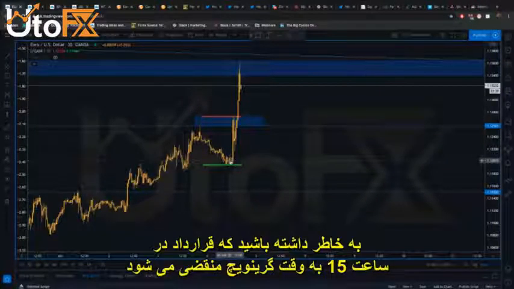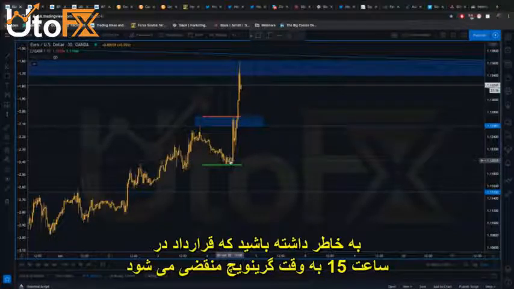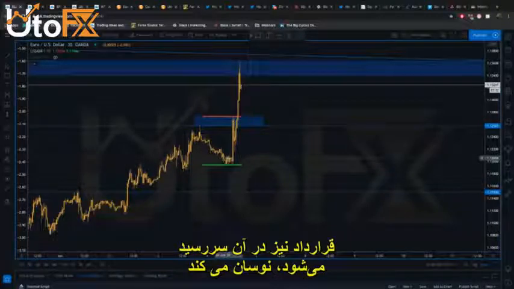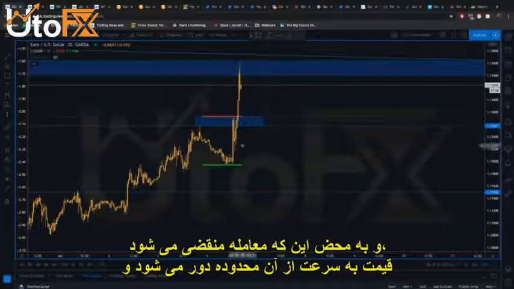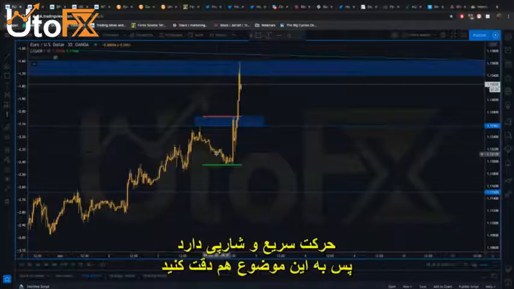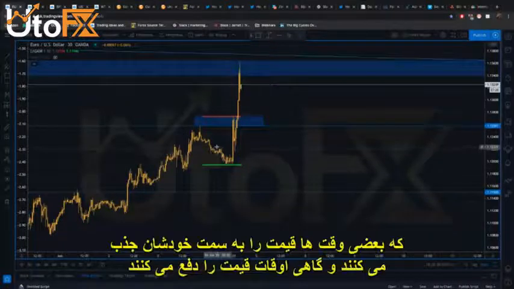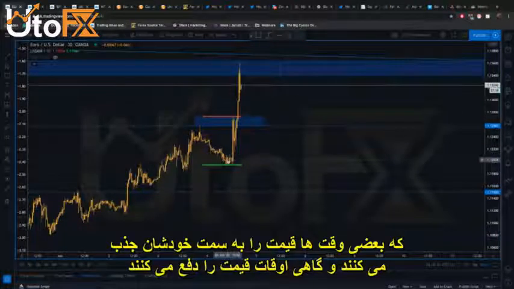And don't forget, the option expires at 3 o'clock GMT time, so sometimes you'll see price being held in by an option, but then when the option expires, you can see price rally sharply away from it. So that's one thing to look out for. So consider them almost to be like magnetic zones. Sometimes they draw price towards them. Other times they would draw price away from them.